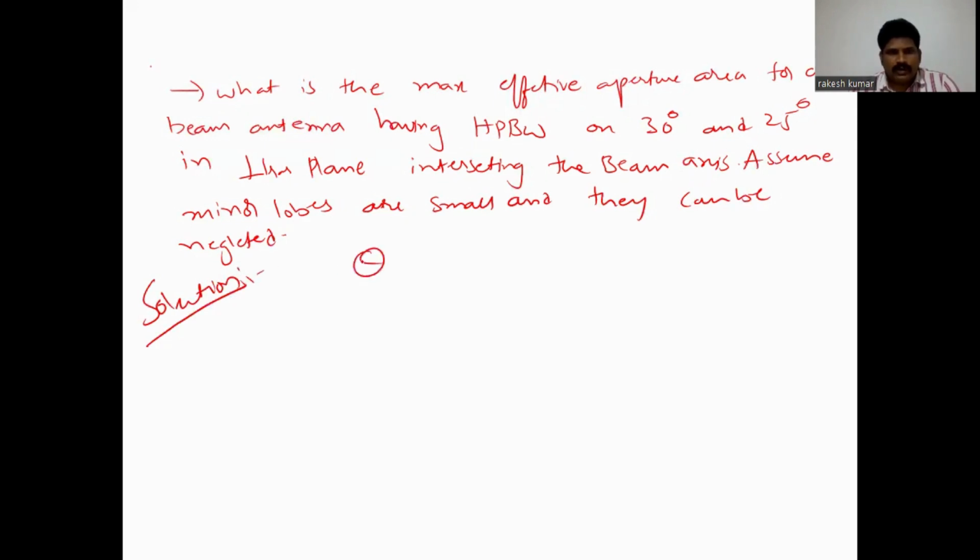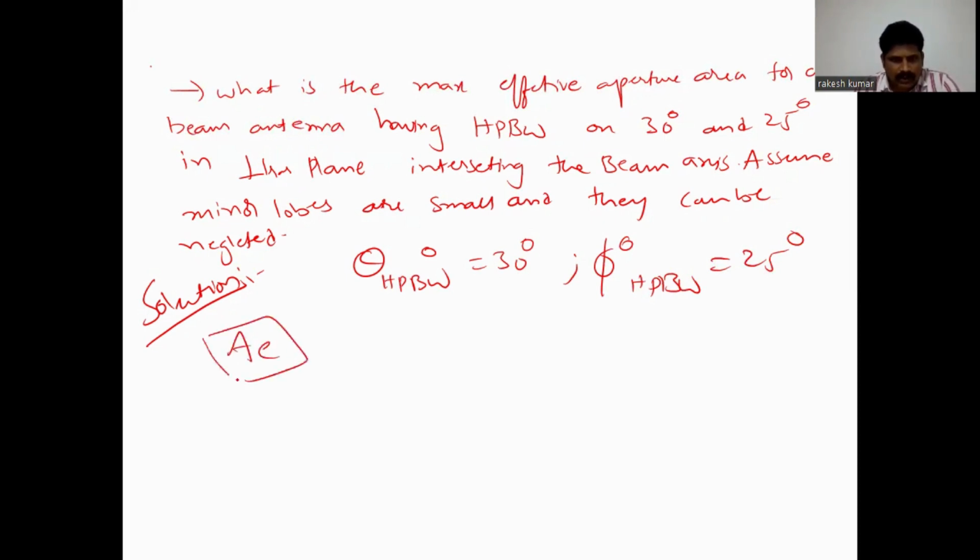What is the given data? Theta half power beamwidth is 30 degrees, and phi half power beamwidth is 25 degrees. They have asked to calculate the effective area A. There is no direct relationship between effective area and this given data, but you know the relationship between effective area and directivity: D is equal to 4 pi AE by lambda square. So once we calculate the directivity D, we can calculate the effective aperture area.